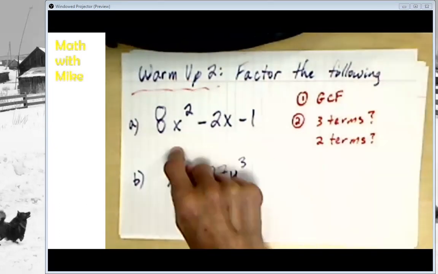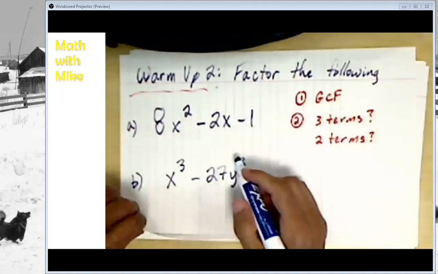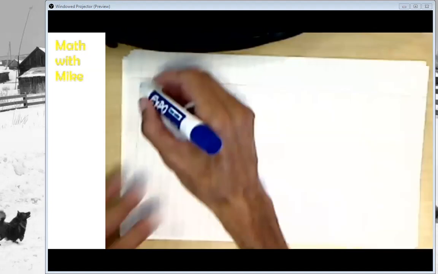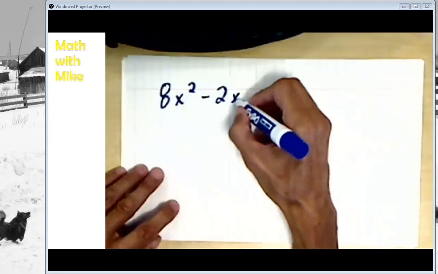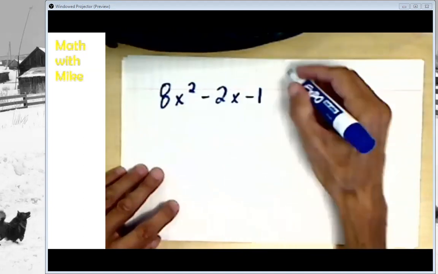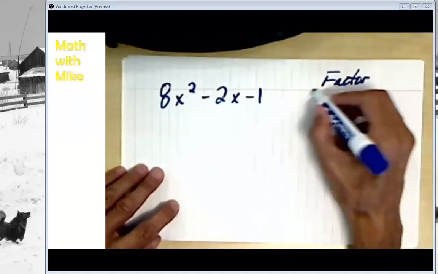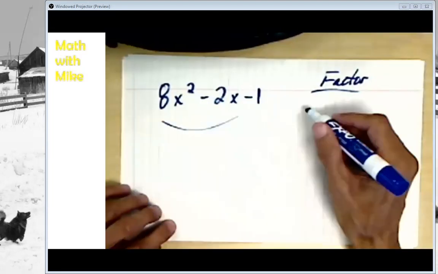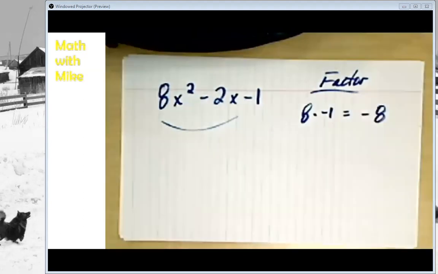Solution for number 1. You guys can help me out. What do we do for A? 8x squared minus 2x minus 1. What's the first step to factor this type of question? Yeah, nice. We take the first thing times the last thing. 8 times minus 1 and we get minus 8. Then what do we do?